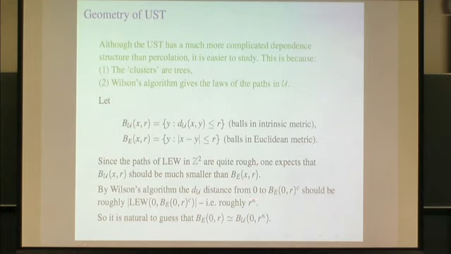And in fact, by Wilson's algorithm, the distance from the origin to the boundary of a ball of radius r should be about the length of the loop-erased random walk from 0 to the boundary of the ball, in other words, roughly r to the kappa. So it's natural to guess that, in some approximate sense, the relation between the Euclidean and intrinsic balls should go like that.